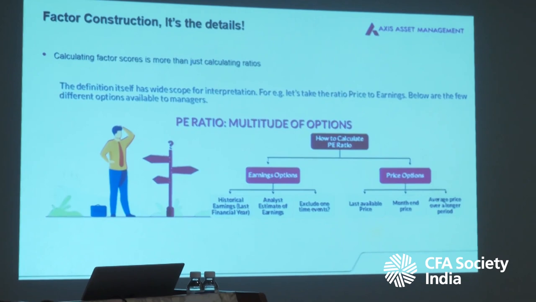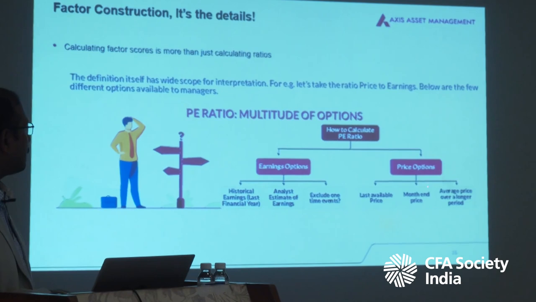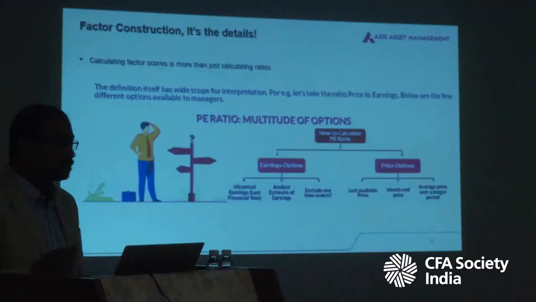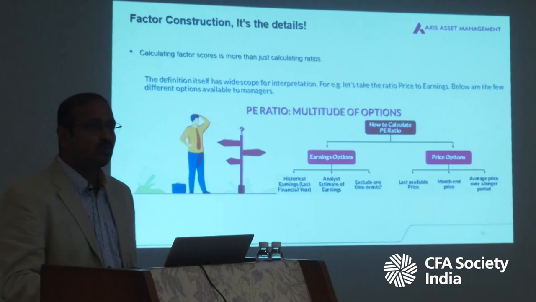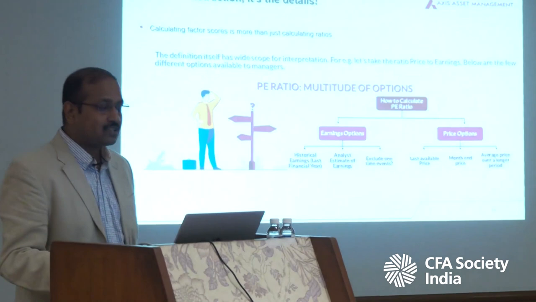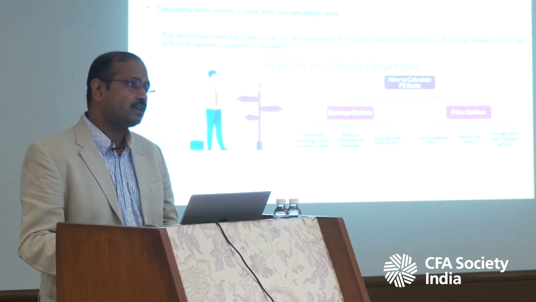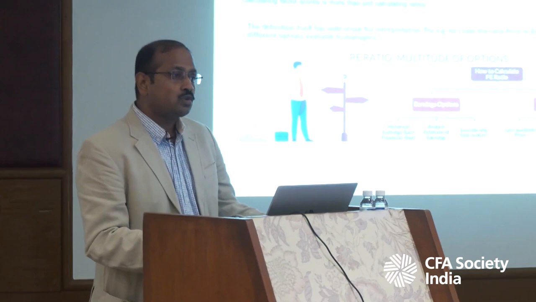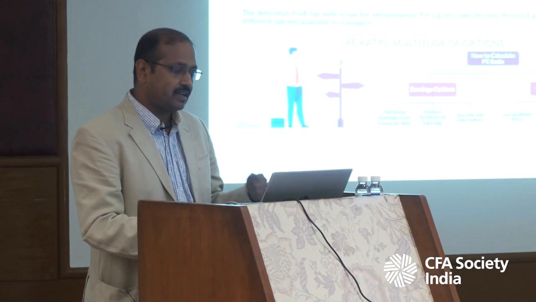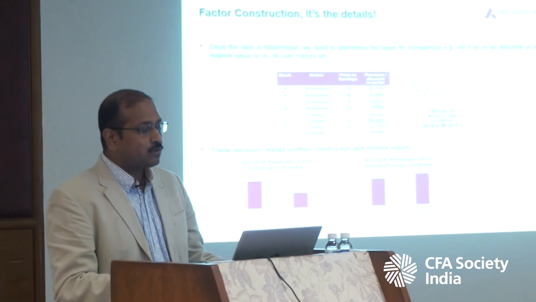Because even if you take something as simple as a P/E ratio and you break it down into the E and P components, which is earnings and price, within earnings you have an option of going by historical earnings, you have an option of going by estimated earnings, and even within historical earnings, do you want to adjust for one-time events, do you want to adjust for how you classify R&D expenditure, and so on and so forth. So there is a lot of variability around how you define earnings. And then when you take price, you have an option of looking at last month's price, you have an option of looking at a moving average price, or you have an option of looking at month-end price. So the factor construction itself is not as clear-cut or straightforward as just going and taking it from the data vendors.